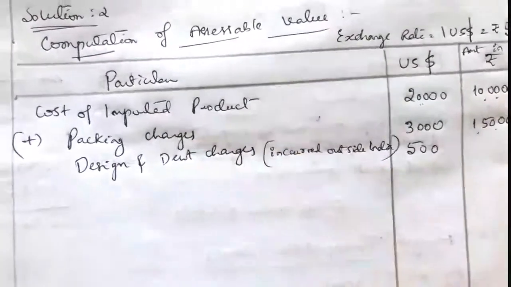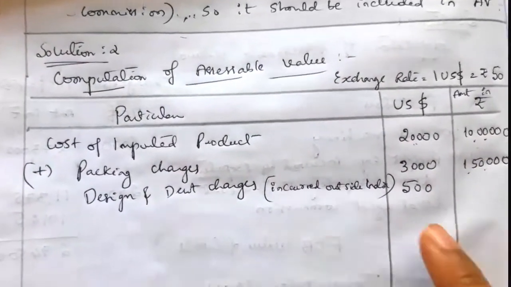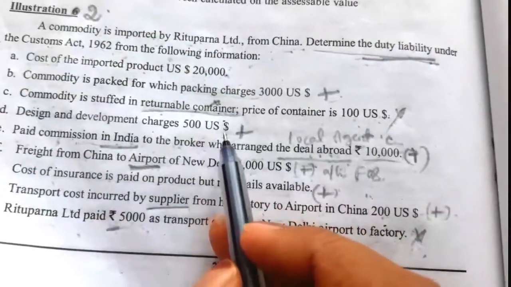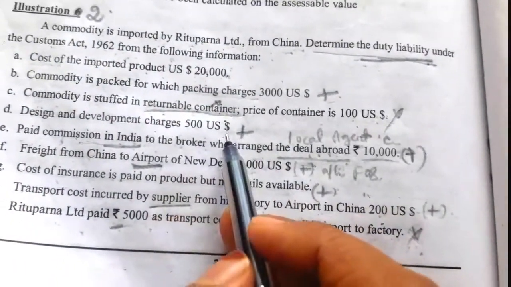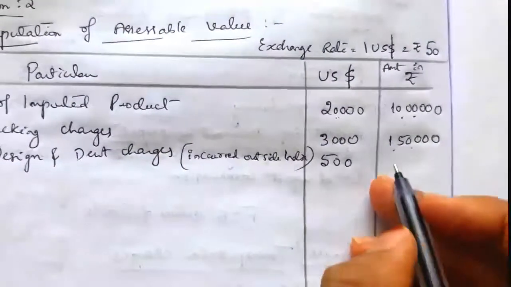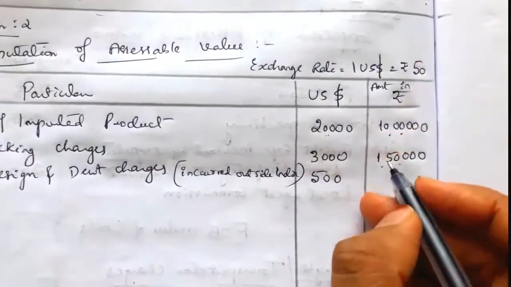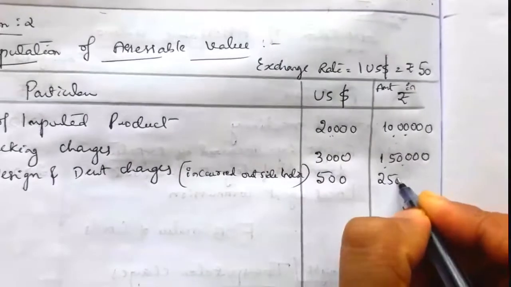Okay, if it is incurred in India, then we should not take it. Here it is assumed to be incurred outside India because they have given the value in dollars, so it should be incurred outside India. So 500 into 50 is equal to 25,000.